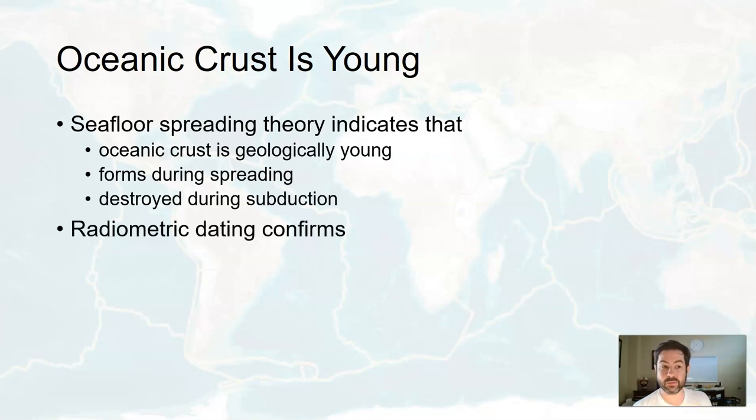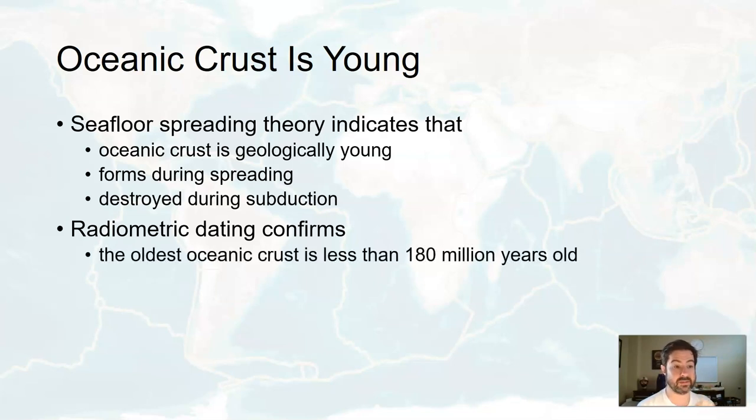We can radiometrically date rocks. That's using some fancy science equipment and radioactive material in the rocks to put a date to it. It's very reliable. Radiometric dating confirms that the oldest oceanic crust is less than 180 million years old. Think back to Lab 1 on geologic time. That's not much time at all, right? The Earth is over 4.5 billion years old. 180 million years isn't really all that old. So the newest oceanic crust is 0 years old, it's brand new. The oldest we can find on Earth is around 180 million years old.